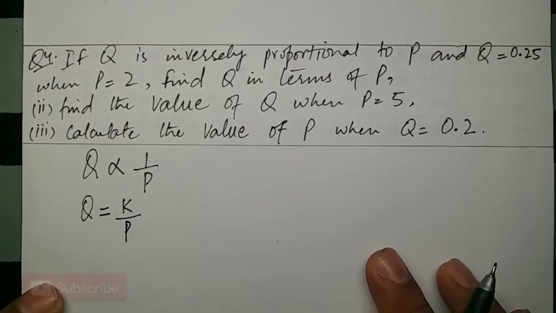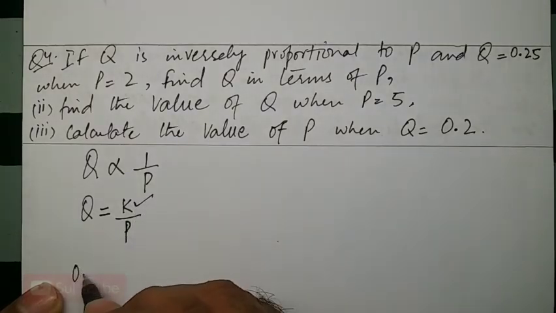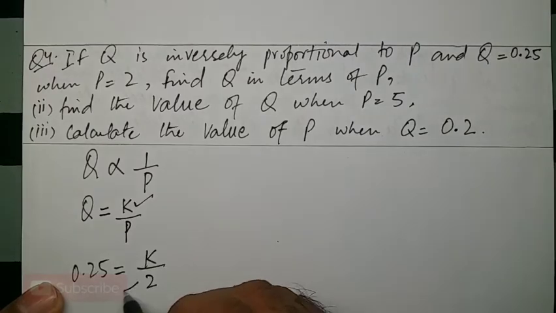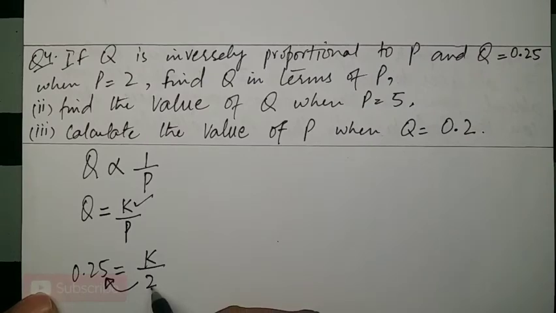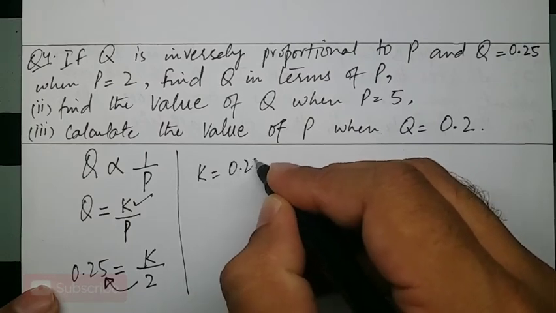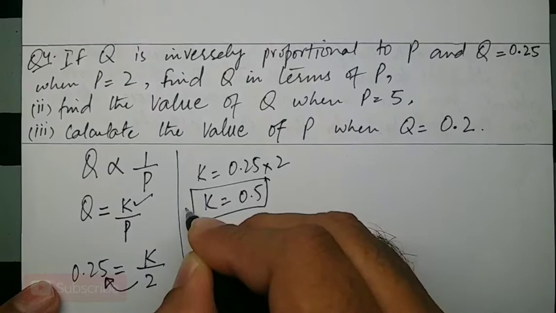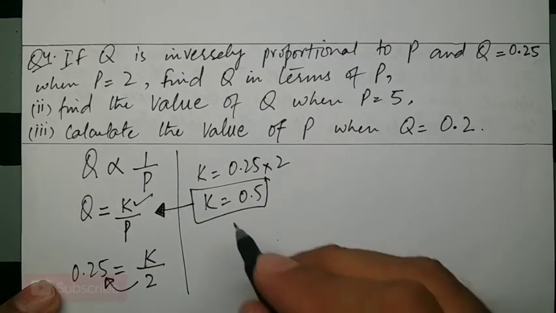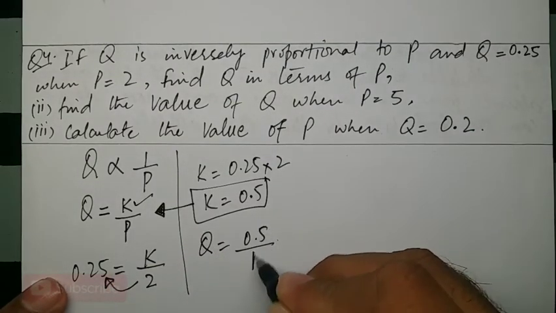So q equals k upon p, and to find the value of k, I will use q is 0.25 equals k upon p, where p is 2. I will multiply 0.25 with 2 to find the value of k, and k will be equal to 0.25 times 2, that is equal to 0.5, right? After having the value of k, I will substitute it in my equation, so q will be equal to 0.5 upon p.